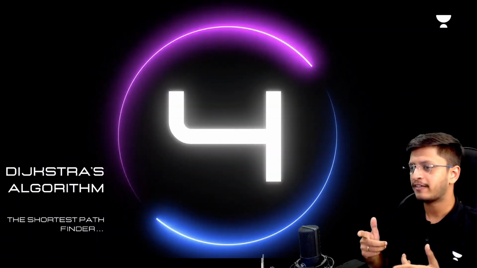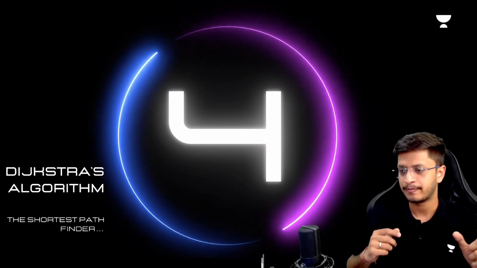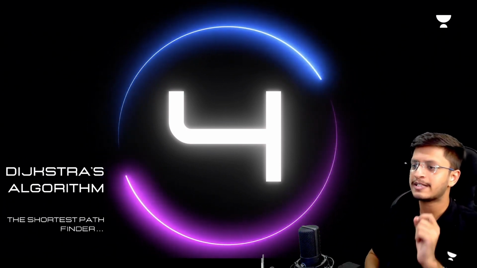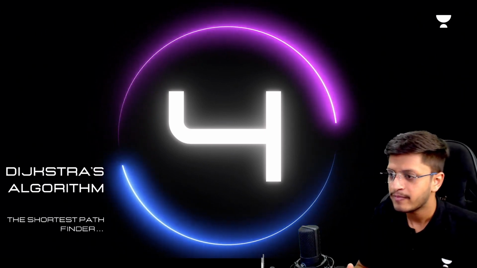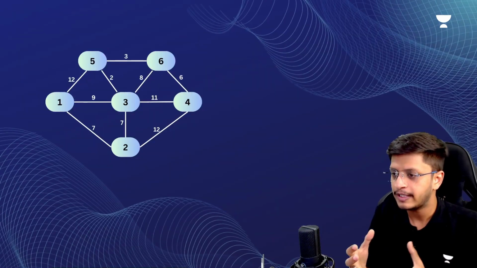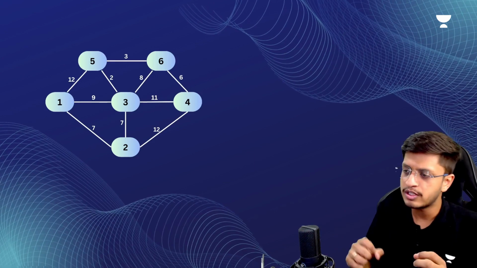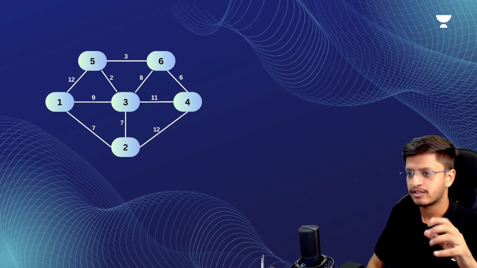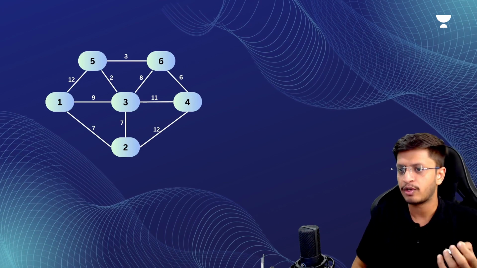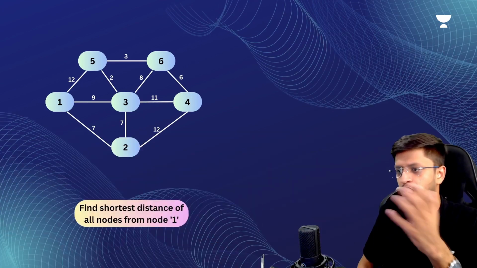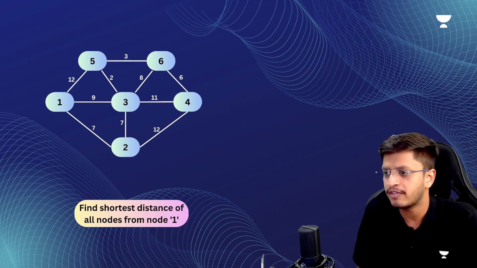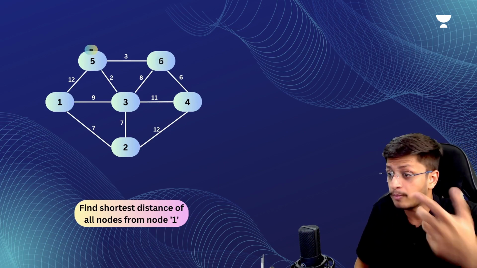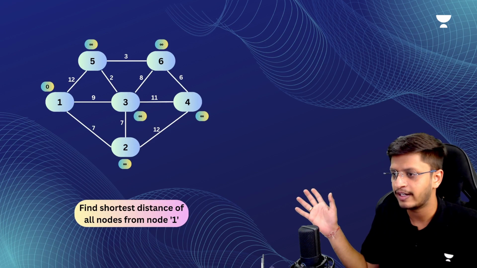So the next algorithm that we are going to cover is Dijkstra's algorithm, and I am calling it today the shortest path finder. What it does is, in a weighted graph, it will calculate the shortest distance of all the nodes from one particular source node. For example, in this graph, let's say we want to find the shortest distance of every node from node 1. So in the initialization step, what we will say is the distance of node 1 from node 1 is 0 and all other nodes is infinity.